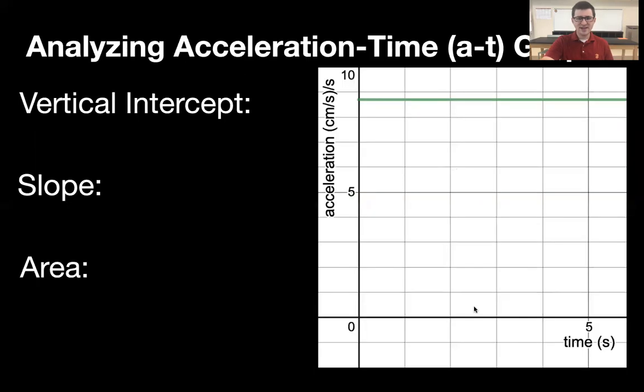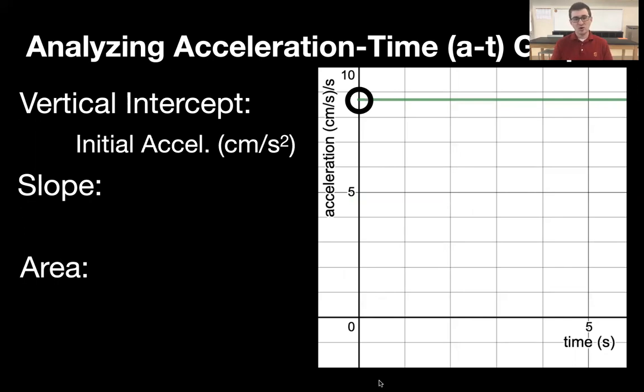And now that we have this AT graph, acceleration versus time graph, we can start to analyze it. So the vertical intercept is not often very interesting, and in this situation, it's not very interesting. It's just the initial acceleration. It's also the only acceleration because it had a constant acceleration, but in future examples, we are going to be having a changing acceleration, so things are going to get a little bit more interesting.